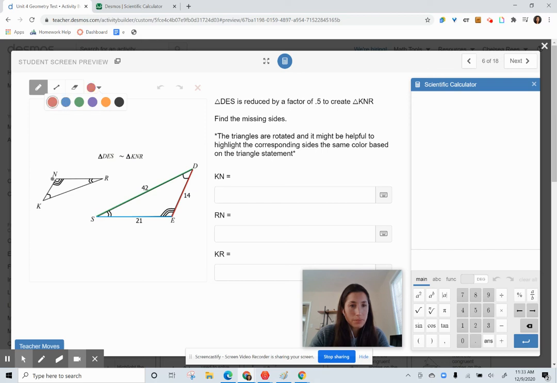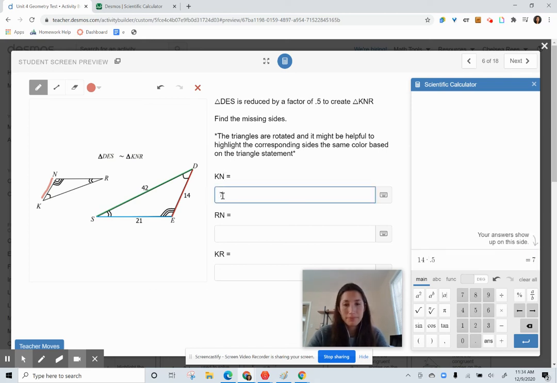And the reason is because it's between those same congruent angle markings, the 1 mark and the 3 mark in the angle. So KN, we're basically going to take 14. We're going to multiply it by 0.5. So that's going to be 7.